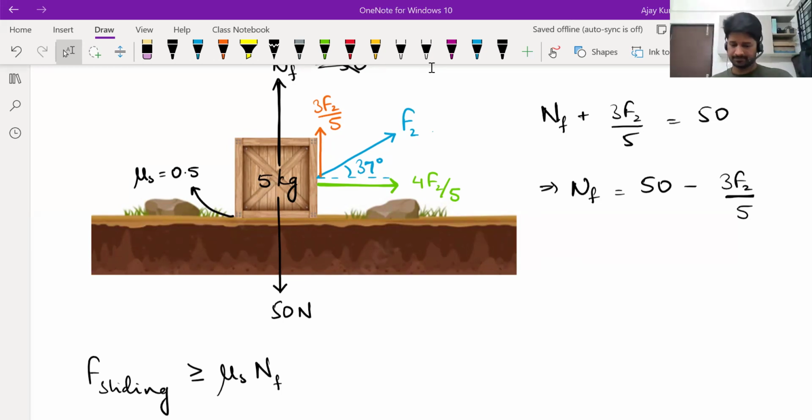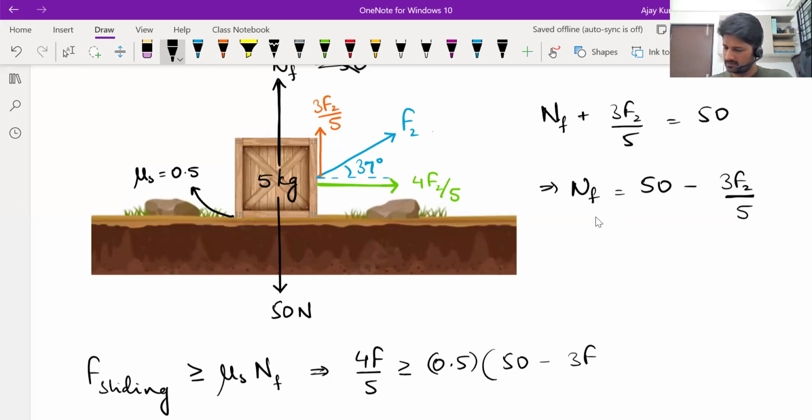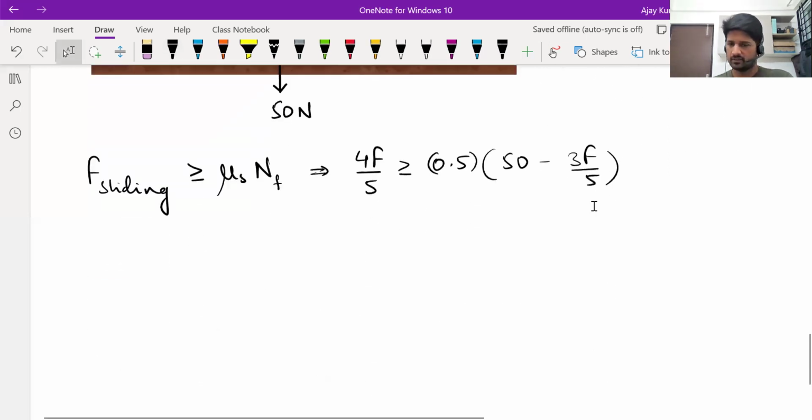Any answer? Okay, let us substitute these values. Saket, unmute and tell. What is the force trying to slide the block? 4F2 by 5. Let's just call it F for now. 4F by 5 should be greater than or equal to coefficient of static friction, 0.5, times the normal force. How much is the normal force? 50 minus 3F by 5. Simple calculation. You'll have to keep the F terms on one side.